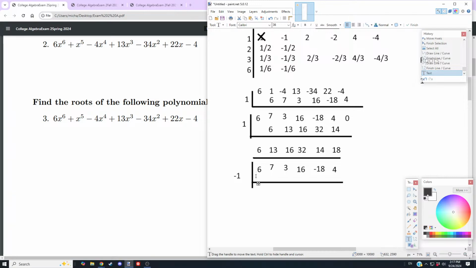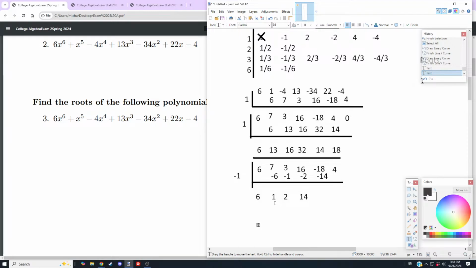So we bring down the 6. 6 times -1 is -6, which 7 minus 6 gives us 1. So 1 times -1 is -1. -1 plus 3 is 2. So 2 times -1 is -2. 16 minus 2 is 14. 14 times -1 is -14.